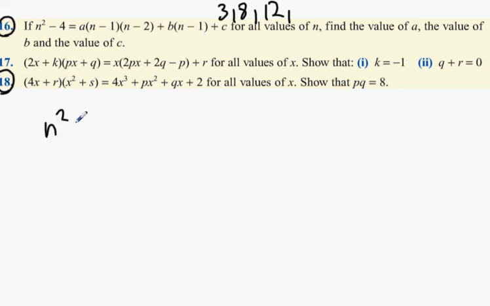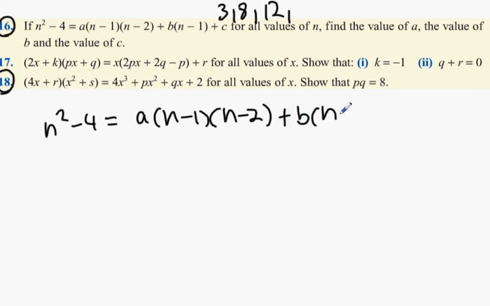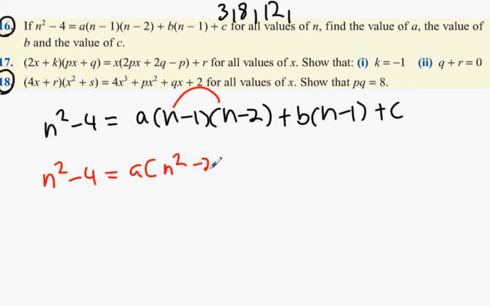Now, n squared minus 4 equals. Can anybody in the class tell me how to multiply this out? What'd be your suggestion? Yeah, I think I'll do the 2 brackets first and then multiply the answer by a. Is that right? We'll just stick with that. n squared minus 4 equals a times, ready? n squared minus 2n minus 1n plus 2, plus bn minus b plus c.